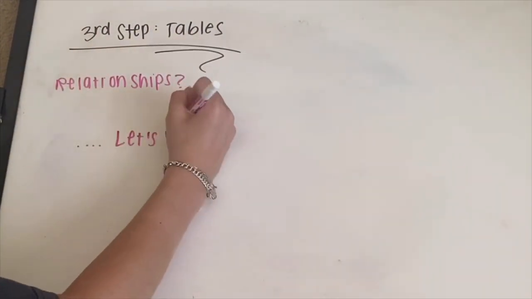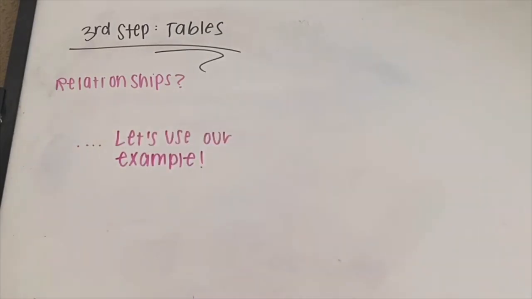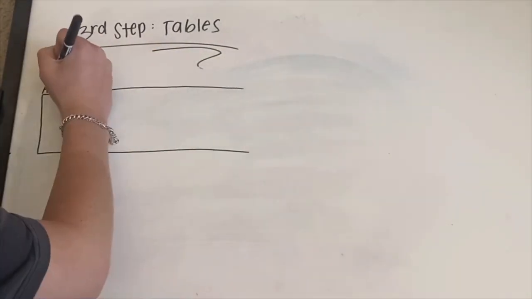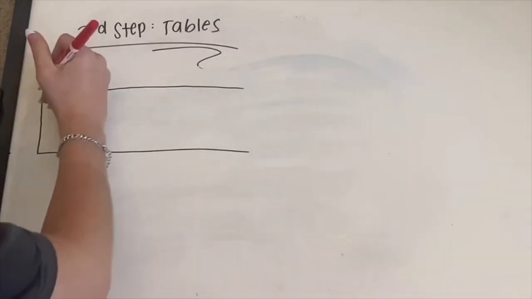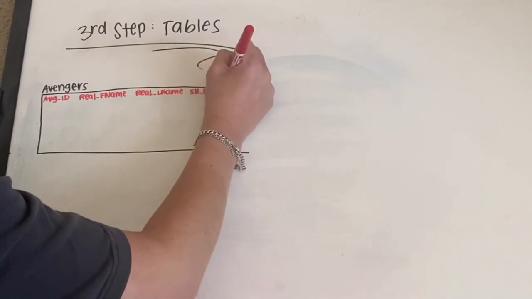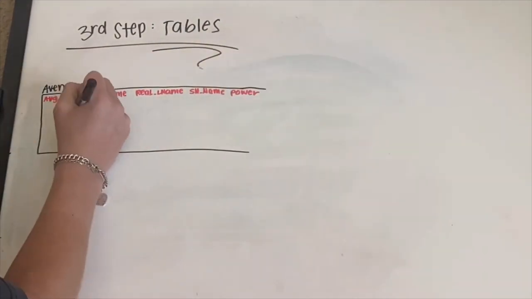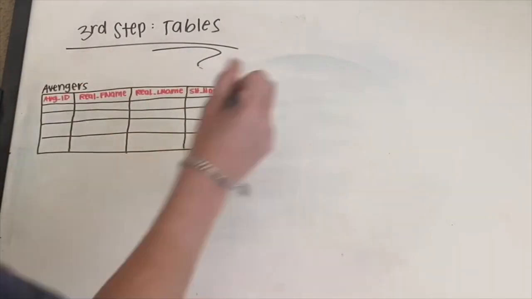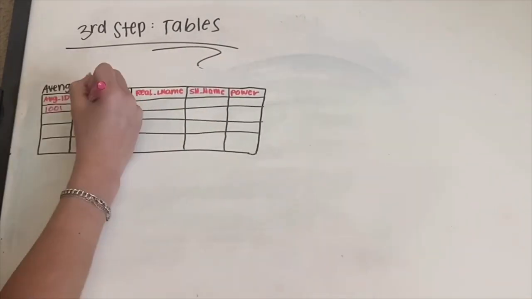Tables can display many different relationships, and to better understand this, let's use our example of the Marvel superheroes. We're going to begin by creating our first table. Let's call it Avengers. We're going to fill it with the following columns: Avenger ID, the superhero's real first name, their real last name, their superhero name, and then their superpower. For a better understanding, I'm going to fill this table with 4 example rows.